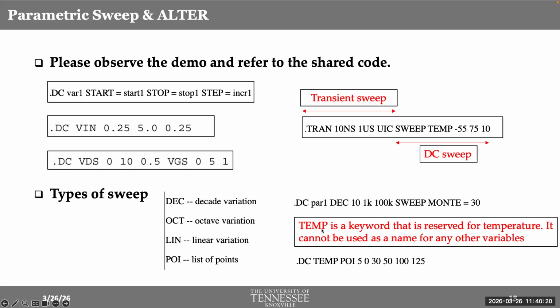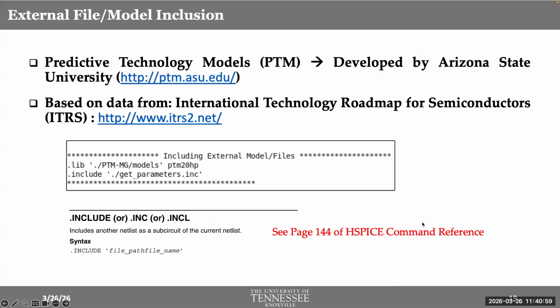And remember, temp is a keyword that is reserved for temperature. It cannot be used as a name for any other variables, just so you know. That's why I'm showing it here separately. By the way, the reason I chose these ones for you is because at some point in my career, I needed to use them for one thing or the other. So when you do a DC sweep of, for example, temperature, you can do a point of interest sweep instead of a DC linear or decade sweep. POI is point of interest. I want to do it for these few values. So you can do it.